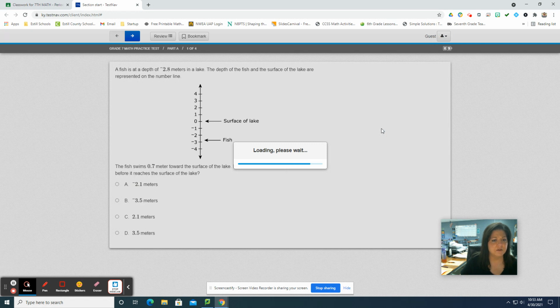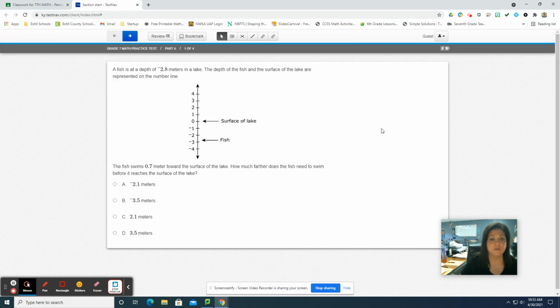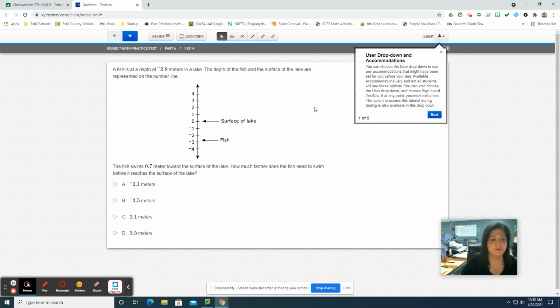Okay, so it's going to take us to the tutorial at first of the tools that we have. It says this is the user drop-down and accommodations tool. This will tell you if you have any accommodations. Most of you do not have accommodations, and if you do, you should know that at this point. These could be a calculator during the non-calculator part, extended time, a quieter room, somebody to write for you. And those are all decided based on doctor, teacher, and parent preferences. So if you don't know anything about that, that does not apply to you.